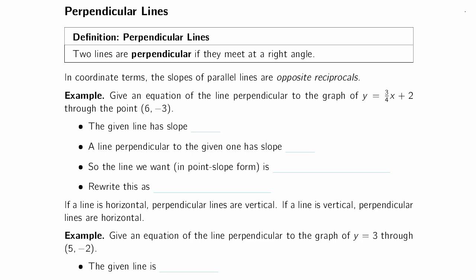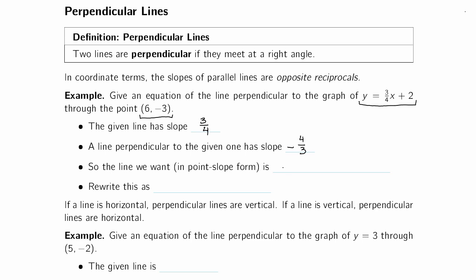Here we are given a line, y equals 3/4 x plus 2. This line has a slope of 3/4. This is a positive number, so the slope of a perpendicular line will be negative. And then we take the reciprocal of 3/4 to get 4/3. The slope of the given line is 3/4, so the slope of a perpendicular line is negative 4/3. We want our line to go through the point (6, -3).